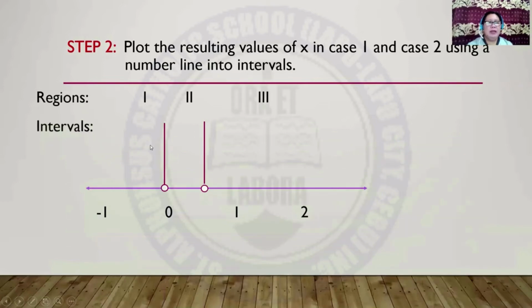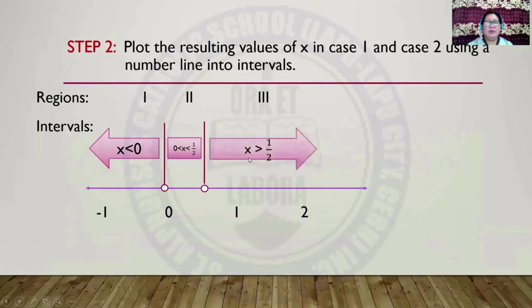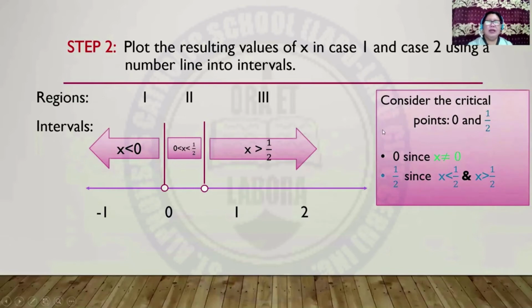And the intervals, this part will represent x is less than 0. This portion will represent x is between 0 and 1/2. And this region will represent x is greater than 1/2. So again, we are considering the critical points 0 and 1/2. 0 again, since x is not equal to 0, and 1/2, for x is less than 1/2 or x is greater than 1/2.